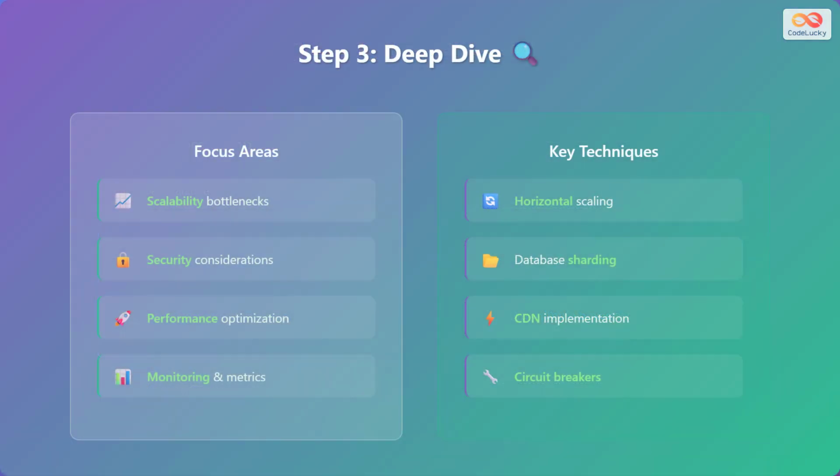The third step is to deep dive into the components identified in the high-level design. Focus areas include scalability bottlenecks, security considerations, performance optimization, monitoring, and metrics. Key techniques to consider are horizontal scaling, database sharding, content delivery network implementation, and circuit breakers. This step involves detailed discussions on the technologies, algorithms, and strategies used to address the challenges.